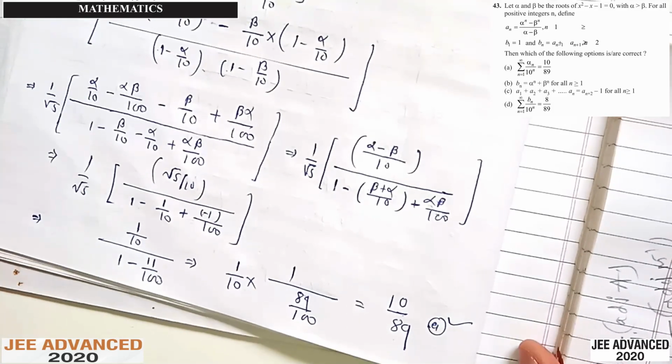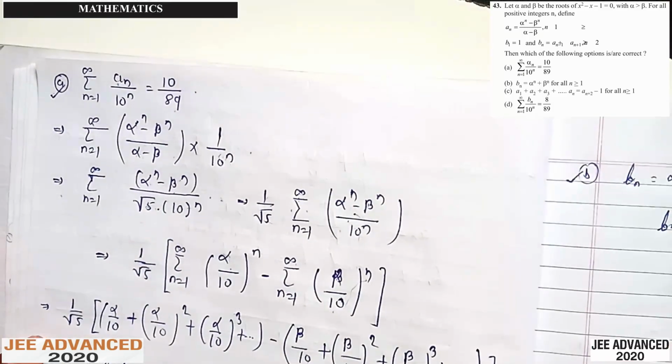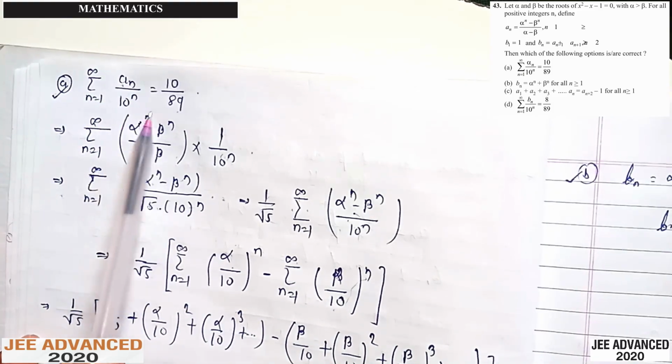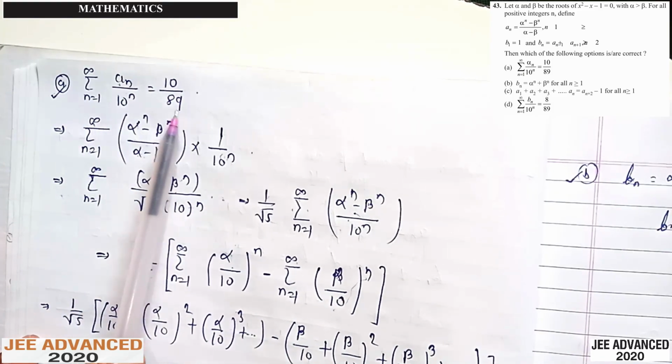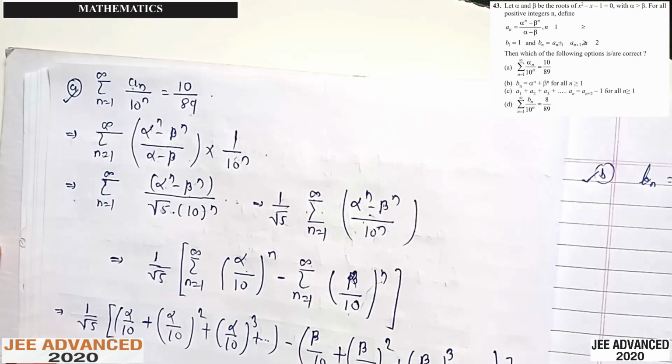I hope you all have understood this first option. So in our first option, it says that the summation of an upon 10 raised to n is 10 by 89. Okay, so we got the exact same option. So our option number A is true. Now let's move to the second option.